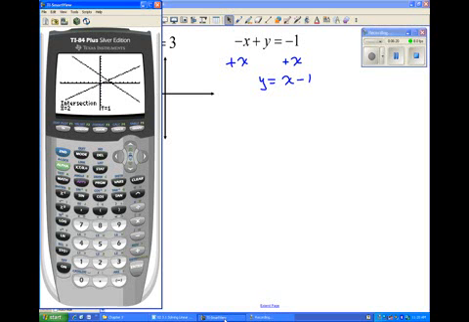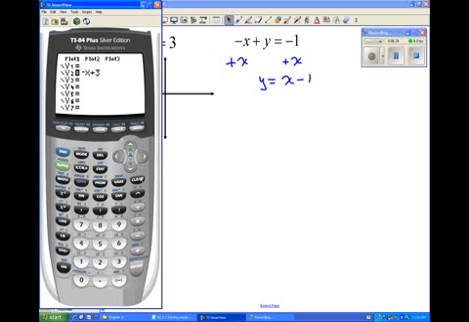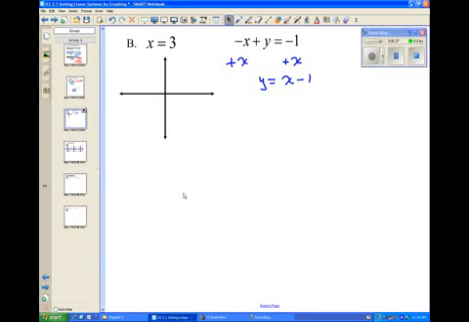I can plug that into my calculator. So I go to my calculator, and I have two equations. I go to y equals, and my first equation was x is equal to 3. Notice I delete out those two other equations. I hit clear. X equals 3. There's no way to let the calculator say x equals 3. So what does this mean? X equals 3 tells me that I'm going to have a vertical line at x equals 3.